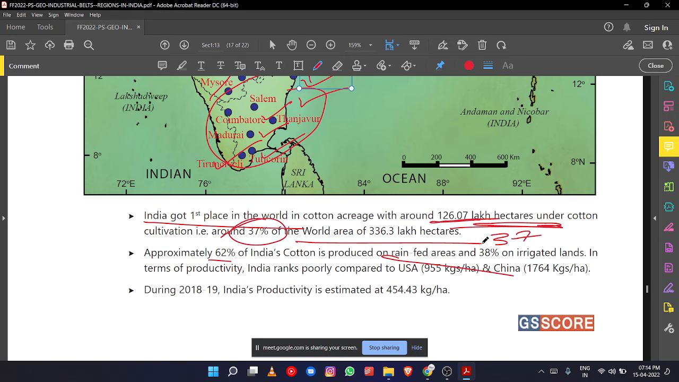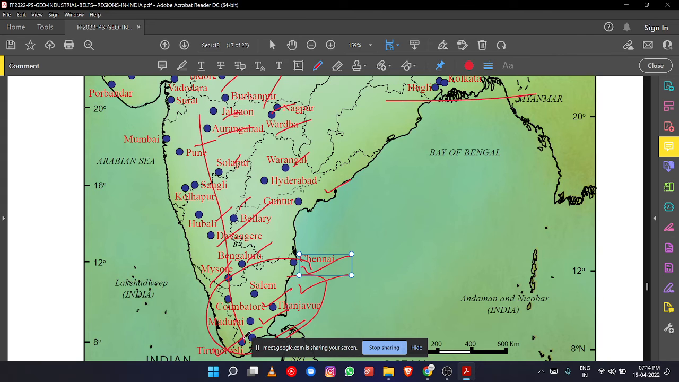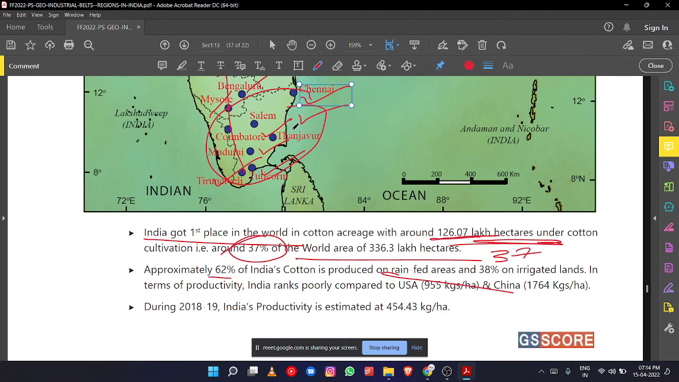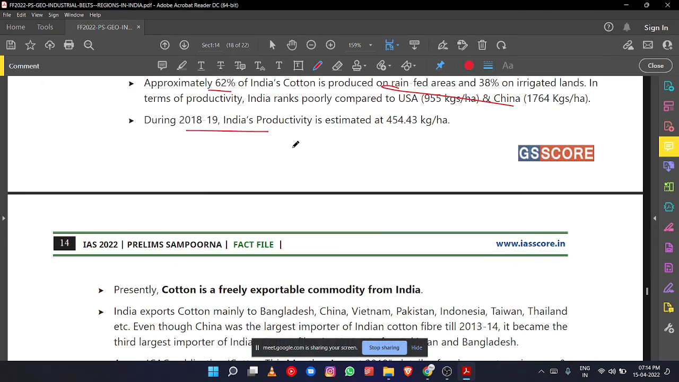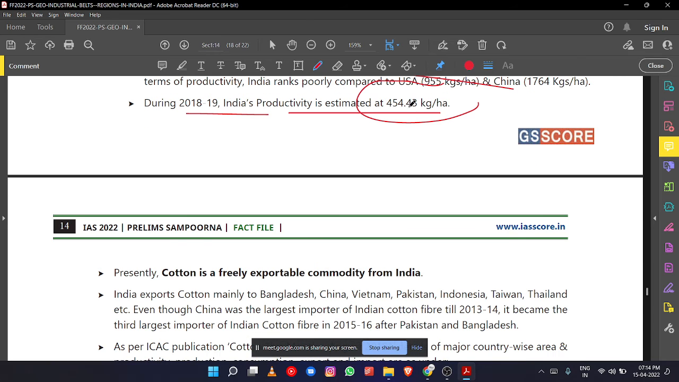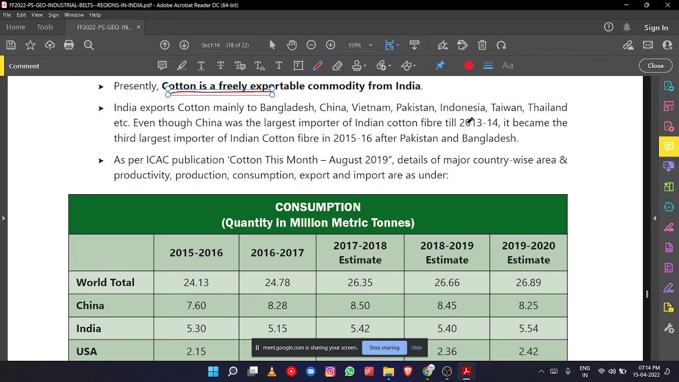Means not the irrigated lands, especially in the Deccan area, in this rain shadow region of the Western Ghats, cotton is produced. During the financial year 2018-19, India's productivity is estimated at about 454 kgs per hectare. Presently cotton is a freely exportable commodity in India. Earlier, there was a ban on cotton export.